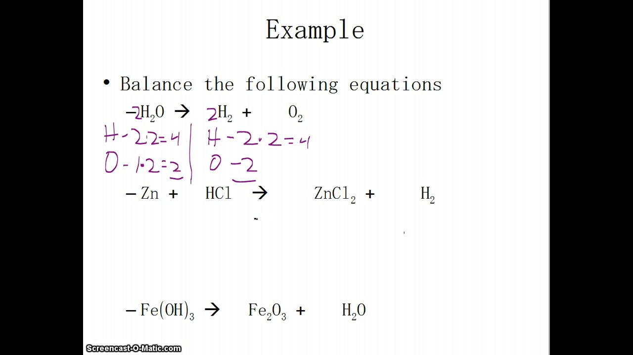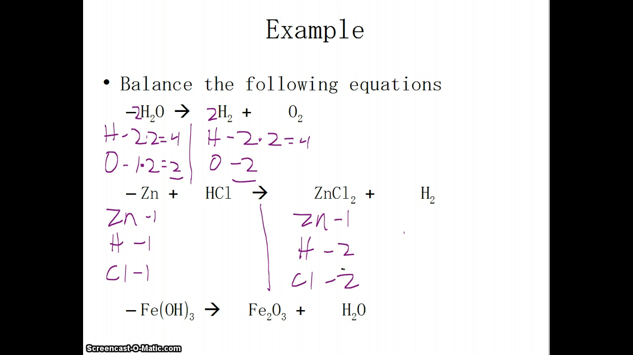We have zinc plus hydrogen chloride, or hydrochloric acid, makes zinc chloride plus hydrogen gas. So we have our elements: zinc, hydrogen, and chlorine on each side. On this side we have 1 zinc, 1 hydrogen, and 1 chlorine. On this side we have 1 zinc, 2 hydrogens, and 2 chlorines. Our zincs are balanced, our hydrogens aren't, and our chlorines aren't.